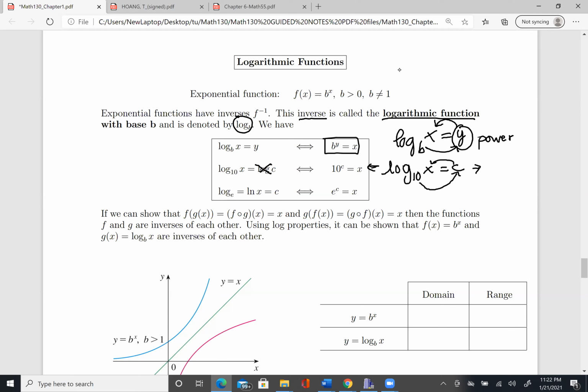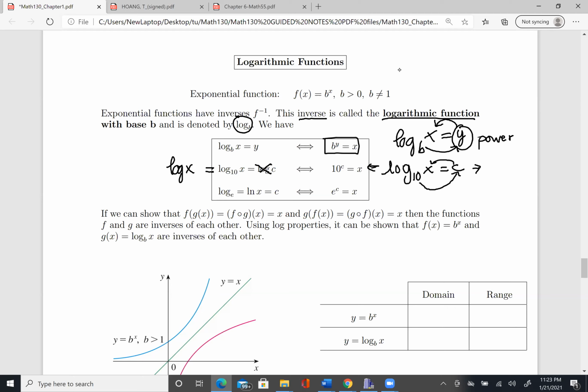And remember that in mathematics, if you have log base 10, we can write it in a short way as just log of x, because the base 10 becomes hidden. If you see something like log of x, that means log base 10 of x.